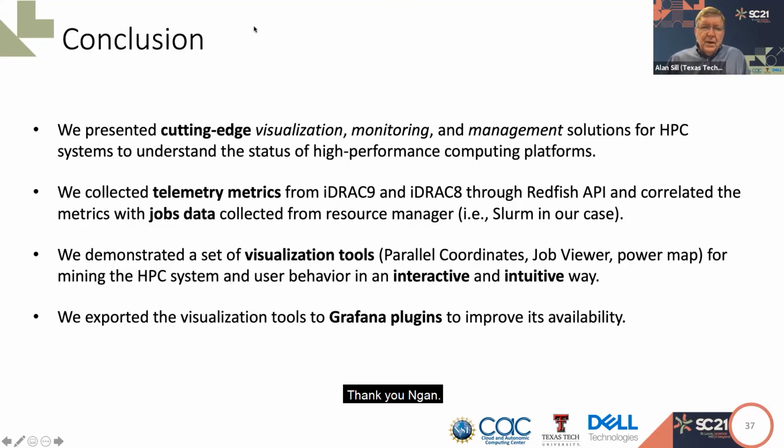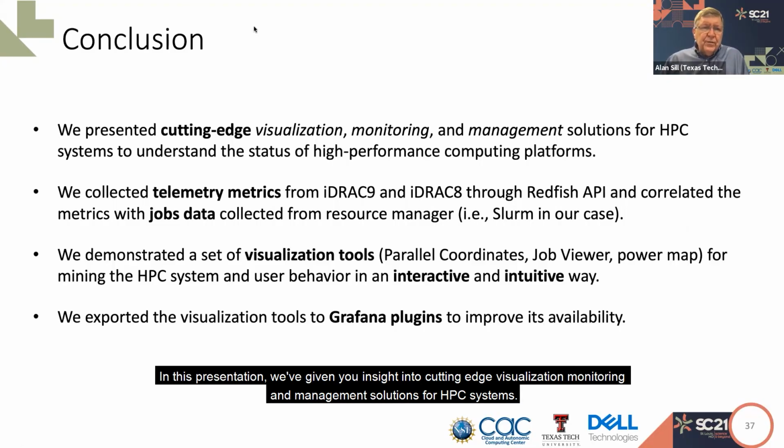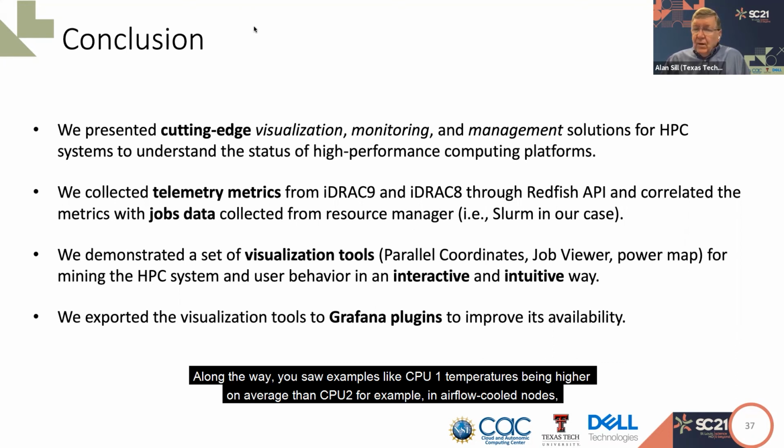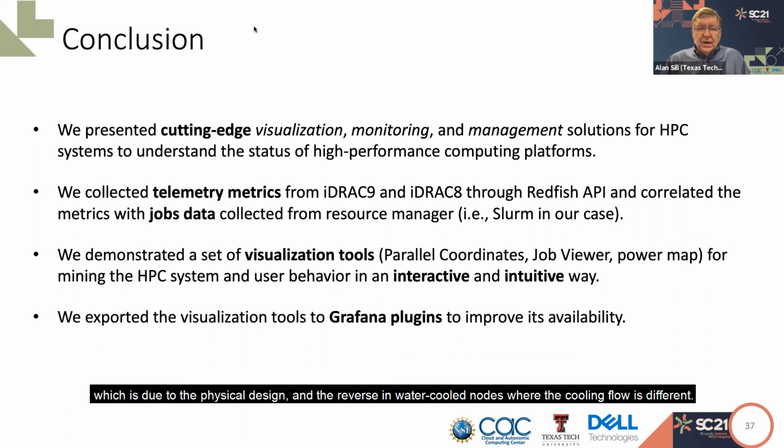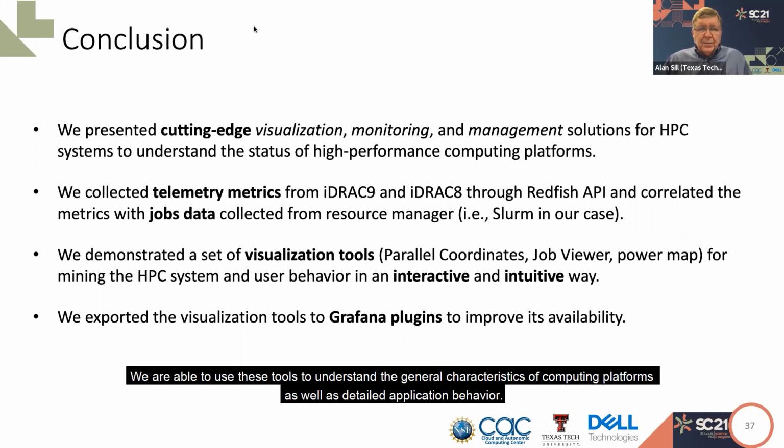Thank you, Anand. In this presentation, we've given you insight into cutting-edge visualization, monitoring, and management solutions for HPC systems. Along the way, you saw examples of CPU 1 temperatures being higher on average than CPU 2, for example in air-cooled nodes, which is due to the physical design, and the reverse in water-cooled nodes, for the cooling flow is different.